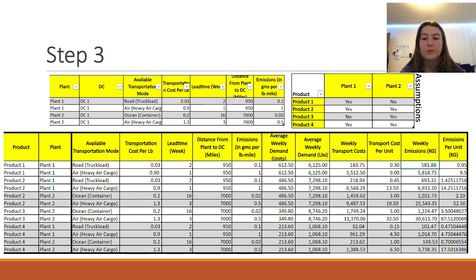Then, in order to find the weekly emissions in kilograms, the distance from the plant to DC in miles, emissions in grams per pound mile, and average weekly demand in pounds were all multiplied together, and then we had to divide them by 1,000 in order to convert from grams to kilograms. And to find the emissions per unit in kilograms, the emissions were divided by the average weekly demand in units. And so that is how we found the transportation and the emission costs, which were both very important costs.